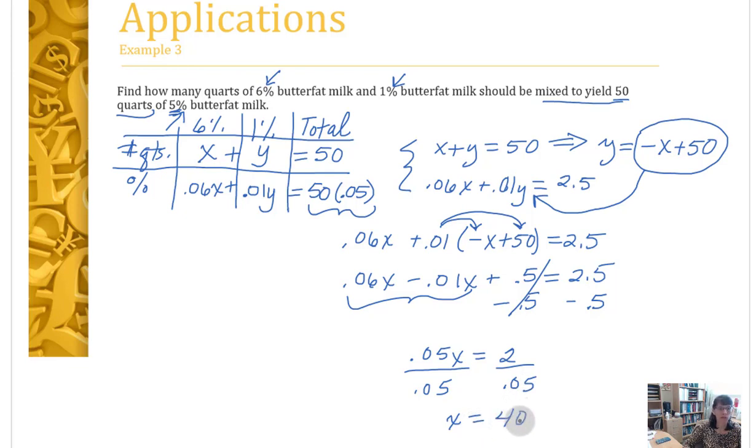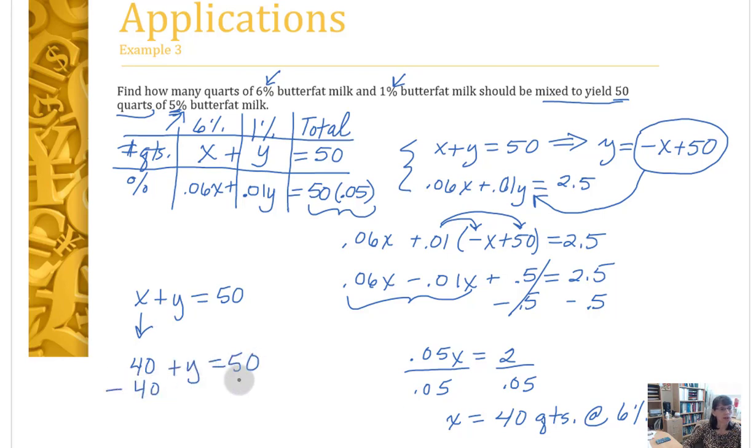Now going back to the table, we can figure out what x represents. X is the number of quarts at the 6% solution. So it's 40 quarts at 6%. We still need to find the value of y. So we'll go back to our first equation. X plus y equals a total of 50 quarts. X is worth 40 quarts. So we substitute 40 for x, plus y equals 50. Subtracting 40 from each side of this equation, y equals 10 quarts, and y is at the 1% solution.